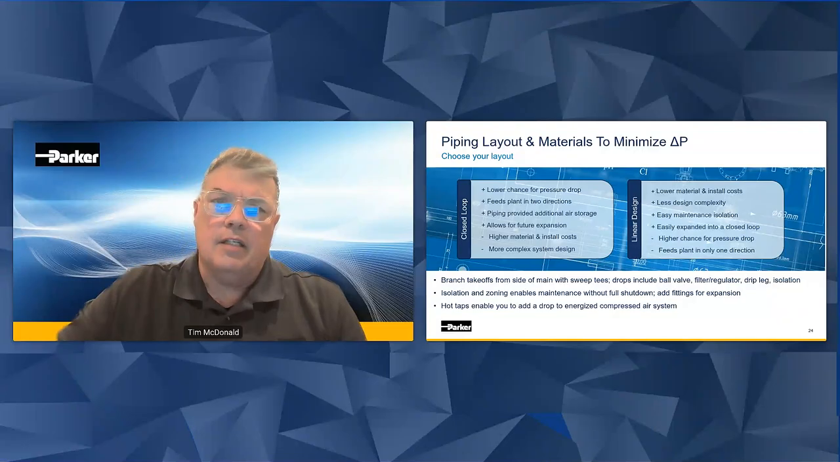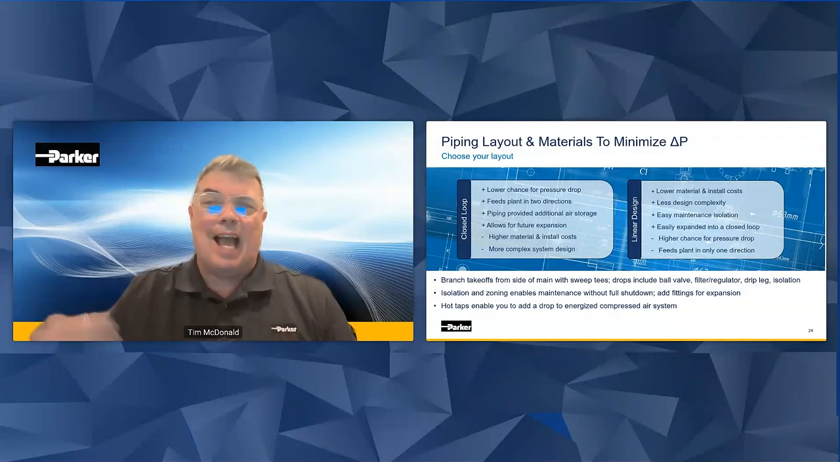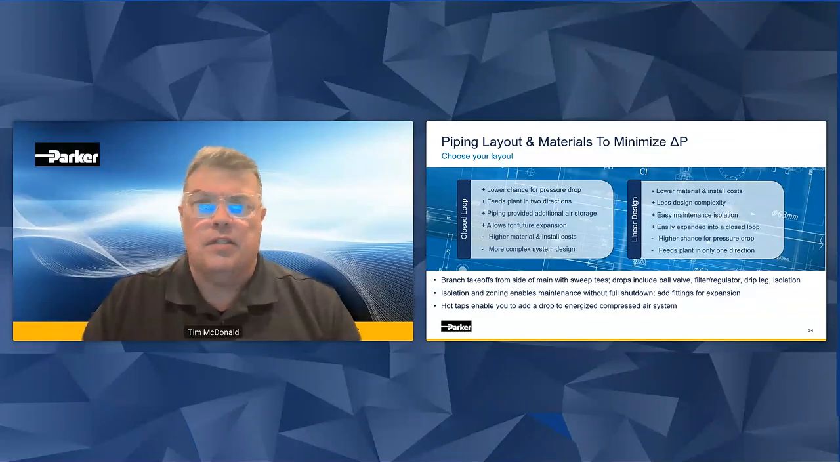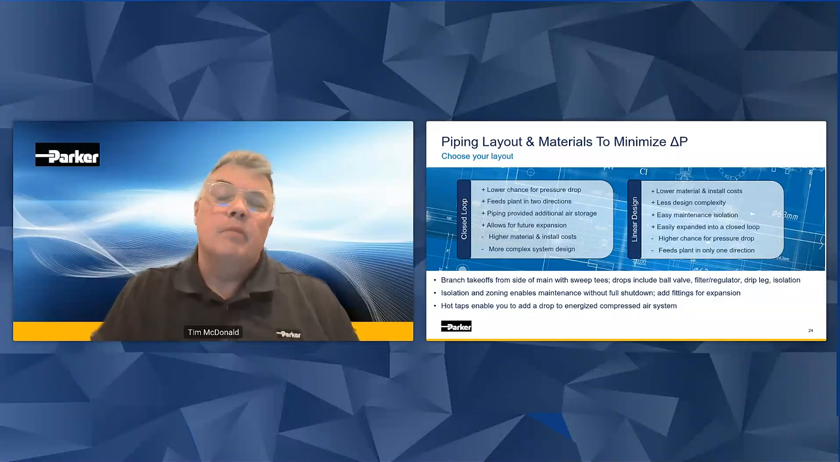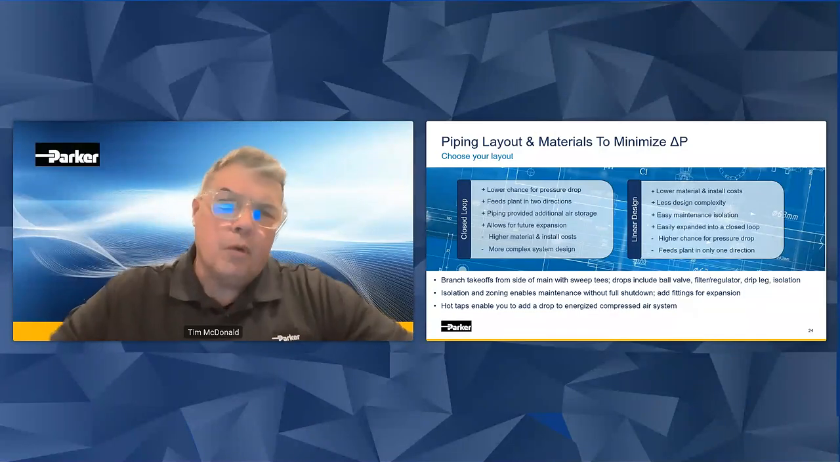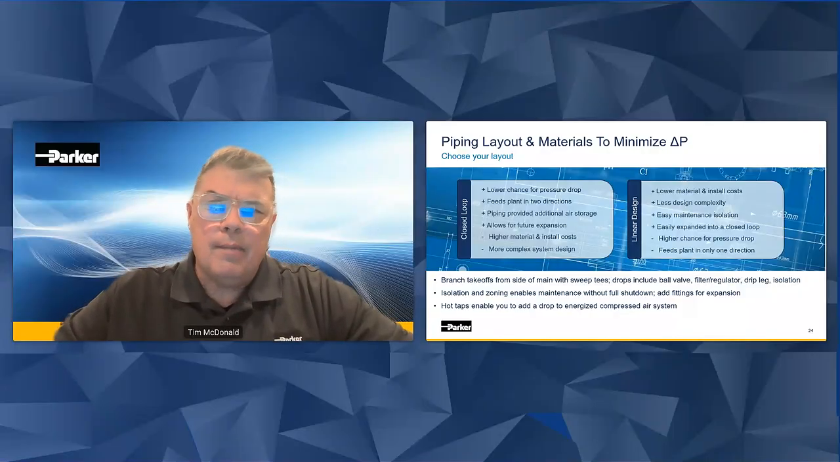On a linear design, on the other hand, you have lower material and installation costs. You may have less than half of what you have in your closed loop system. Less design complexity. Makes sense, right? There are fewer machines you have to feed. There's less piping you have to worry about. Easier maintenance, isolation.